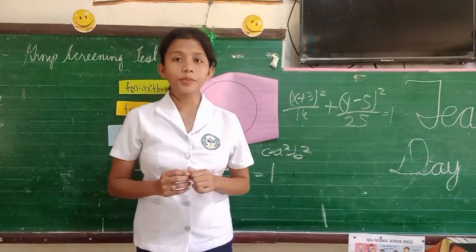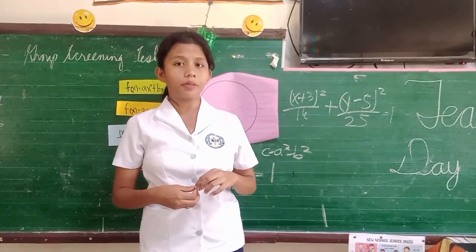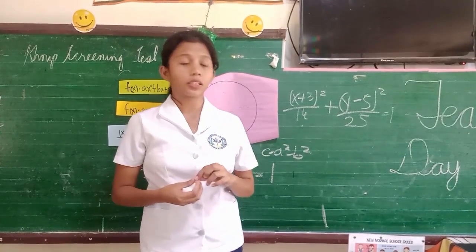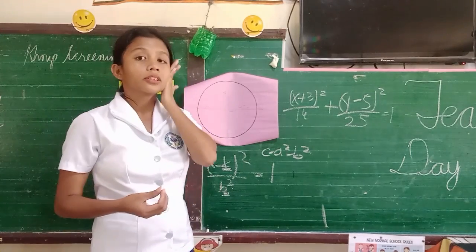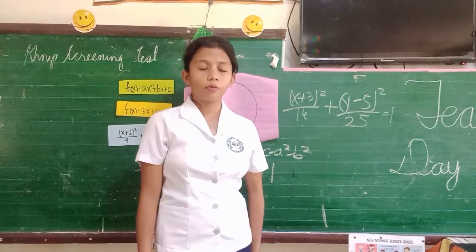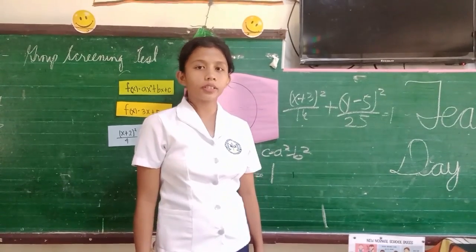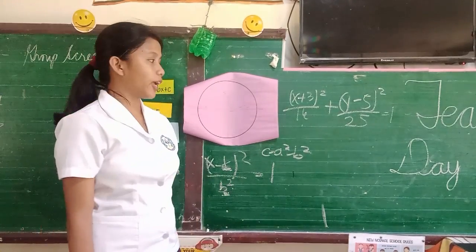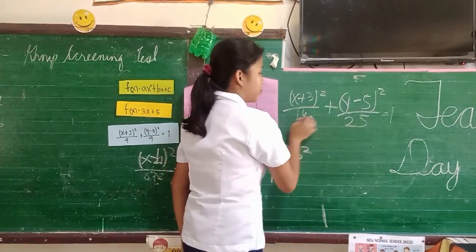First, we determine the position of the major axis. Because 16 is less than 25, the major axis is parallel to the y-axis. Therefore, the equation is in the form (x minus h) squared over b squared plus (y minus k) squared all over a squared equals 1. So, what is the value of a and b?